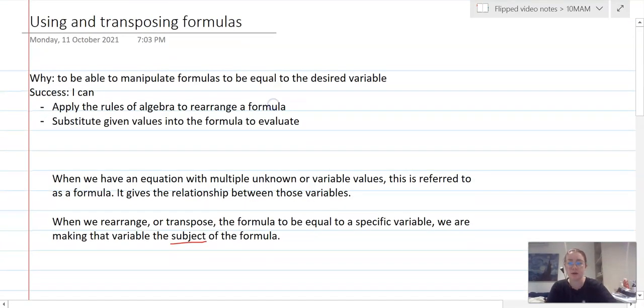So going back to our success criteria here, we can apply the rules of algebra to rearrange our formula, and we can substitute given values into a formula if the question asks us to evaluate. Now, in this section, there are often quite wordy questions where you've got to construct the formula before you're able to solve anything. In that case, just refer back to the section on constructing linear equations, because you can apply those rules to constructing any other kind of equation, linear or not. And that, I think, will really help you if you start getting stuck in the words. So don't worry too much about whether a question is wordy, just make sure you can perform these skills first.